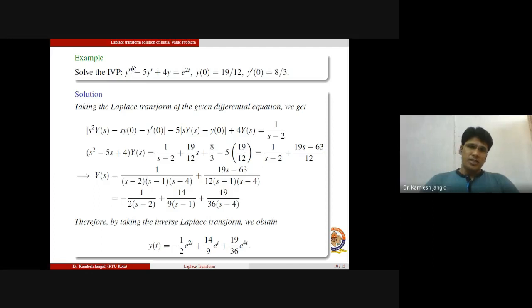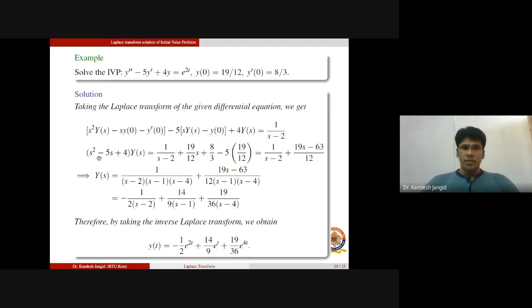The Laplace transform of the first term is s² times capital Y minus s times y(0) minus y'(0), minus the Laplace transform of the second term, which is s times capital Y minus y(0), plus the Laplace transform of the third term, which is 4 times capital Y, equals the Laplace transform of the right hand side. This is an exponential function, and we know that the Laplace transform of e^(2t) equals 1 upon s minus 2. Now use the given conditions y(0) and y'(0) in this relation.